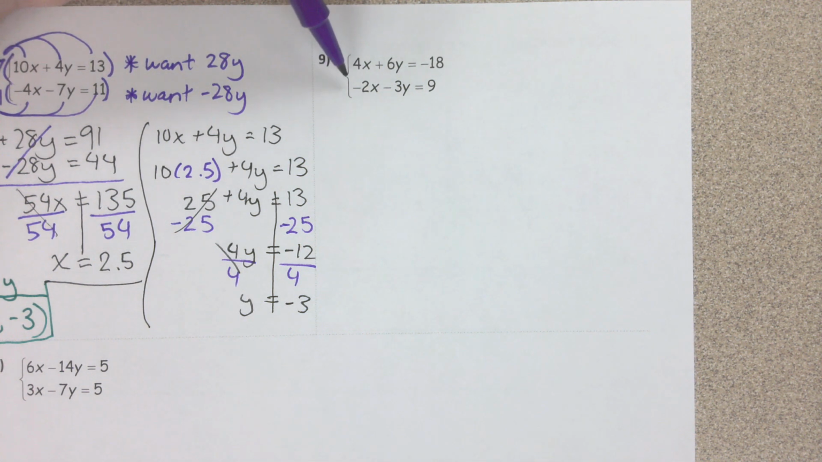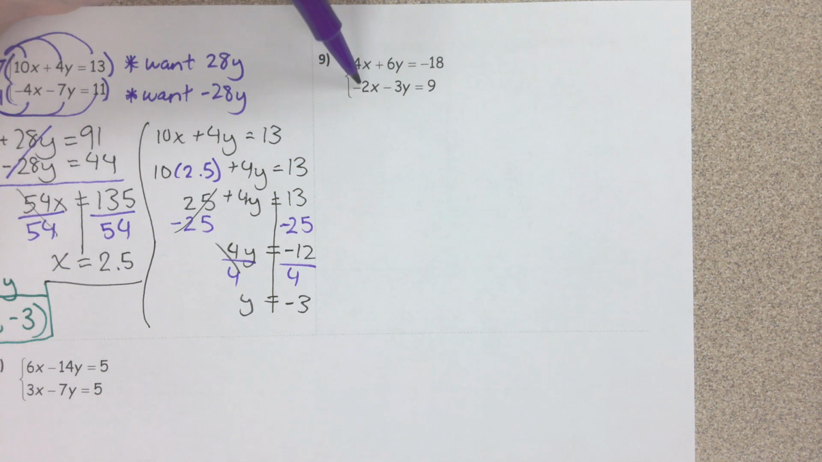For the x's, we have positive 4 and negative 2. The signs are different, which is great, but the numbers are also different. Not great. So let's look at the y's. We have negative 3 and positive 6. Different signs, which is awesome, but the numbers are different as well. Not great. Now here's the thing.